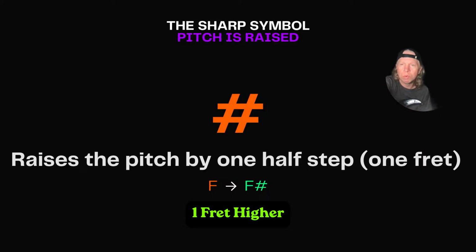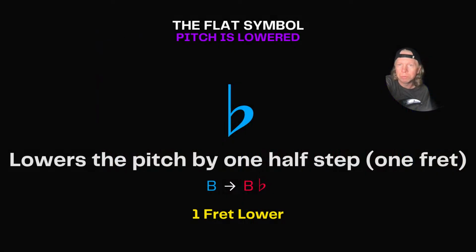And then you want to see the opposite of that, what that is called. That is called a flat. It just does the opposite. It lowers the pitch by a half step, or 1 fret. As I showed you on the guitar, 2 frets up is a whole step, 1 fret lowered would be a flat.